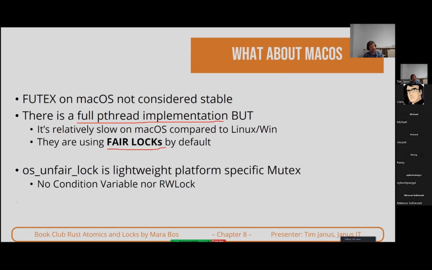And the nice thing is that on macOS there's this vendor-specific os_unfair_lock, a lightweight platform-specific mutex, but types for condition variables and read-write locks are still missing. So that was the information on macOS and these implementations.